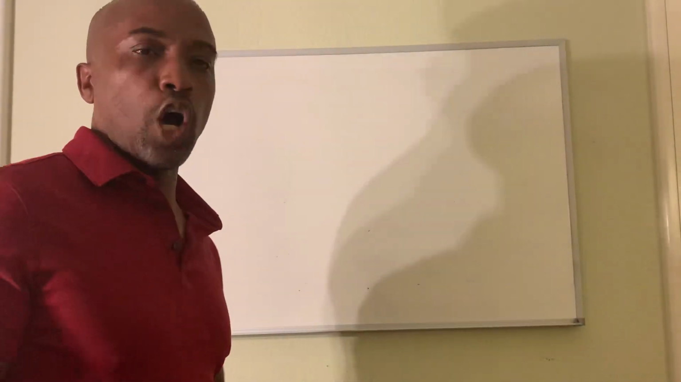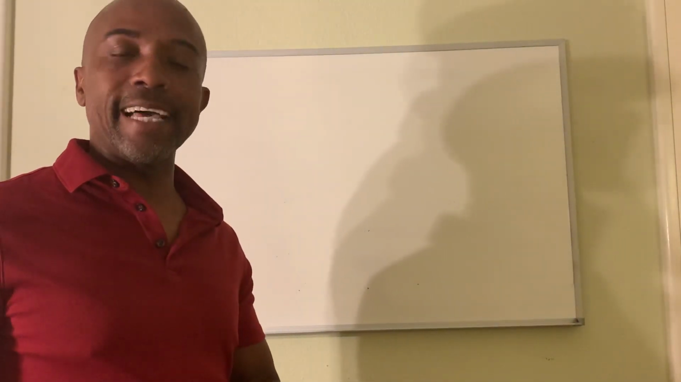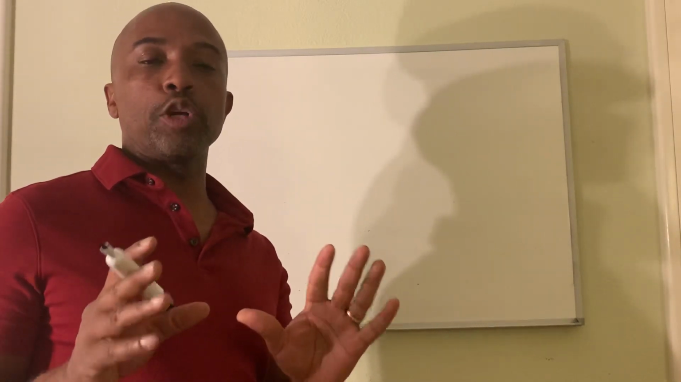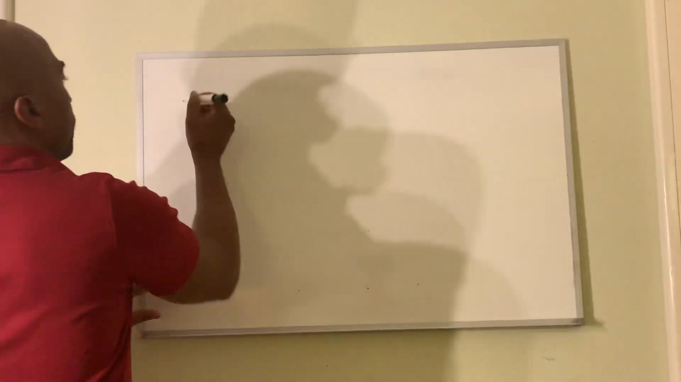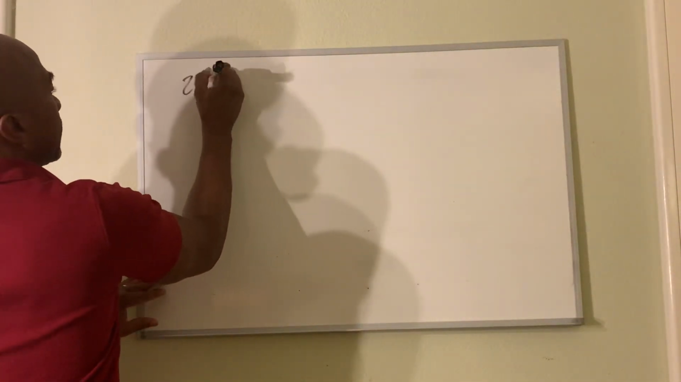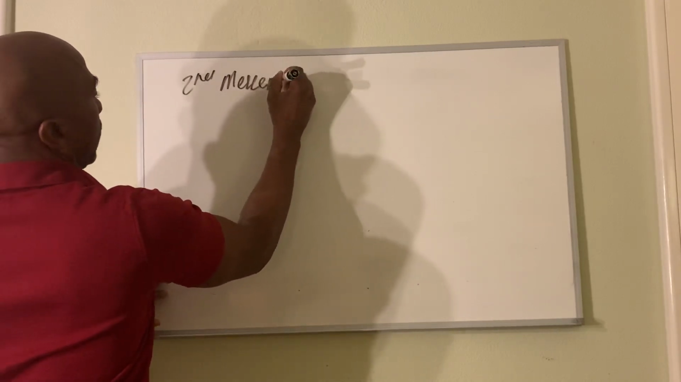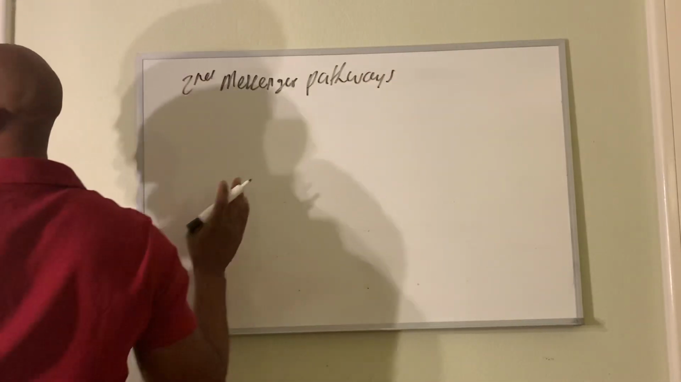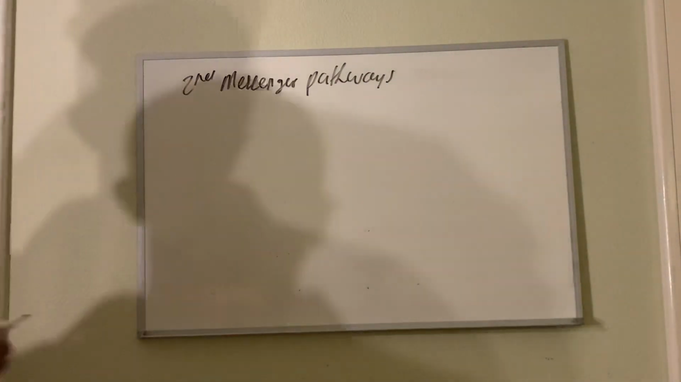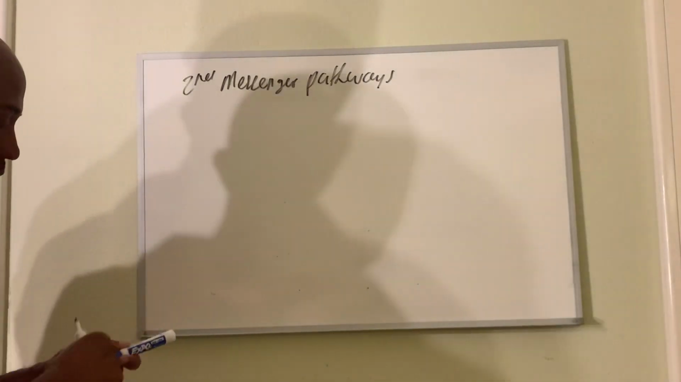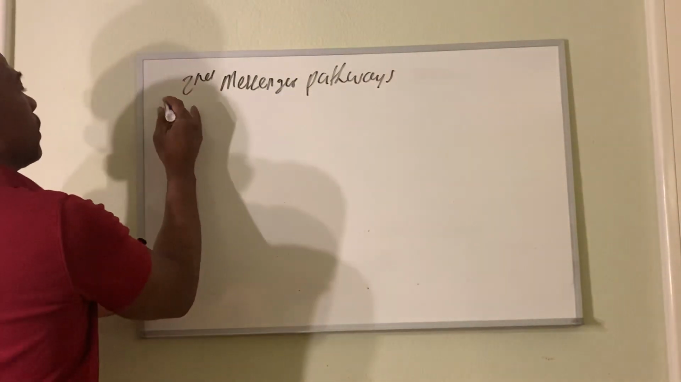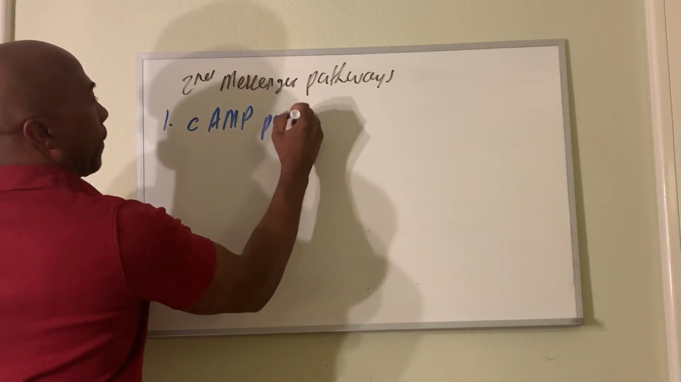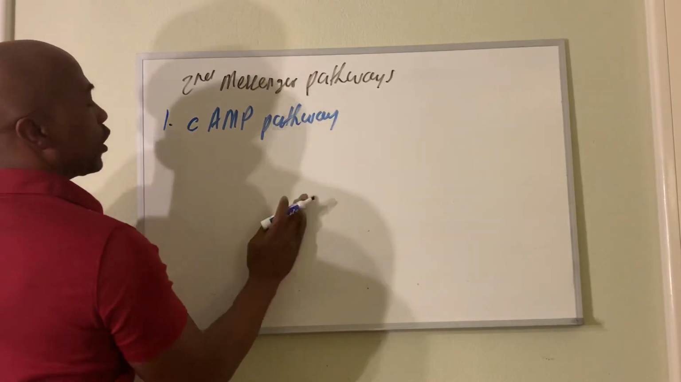Okay, let's continue the overview of the endocrine system by looking at the second messenger pathways that are used by your water-soluble hormones, okay? So there are two common second messenger pathways that we're going to discuss. The first one is called the cAMP system, cyclic AMP pathway. In this pathway, here are the steps.